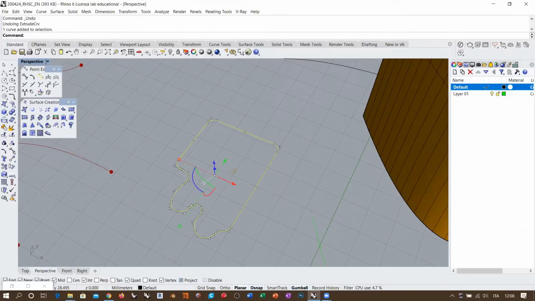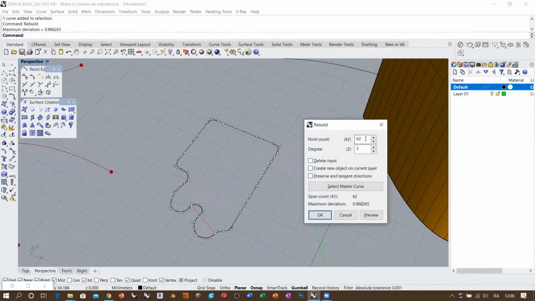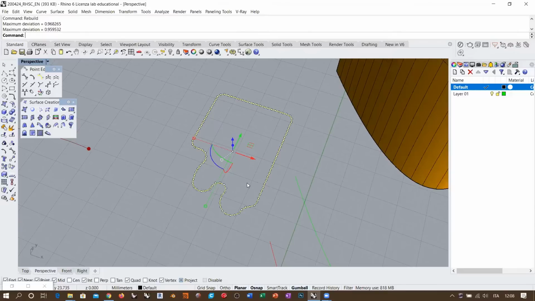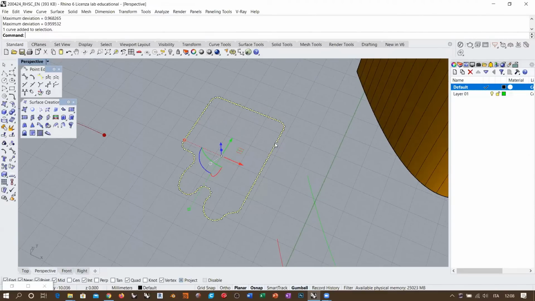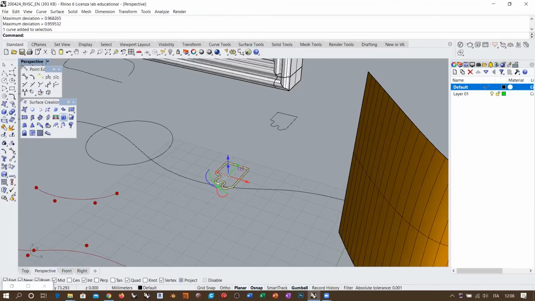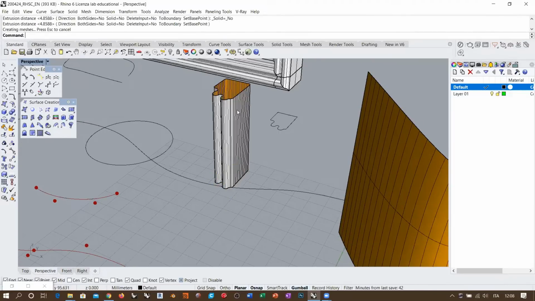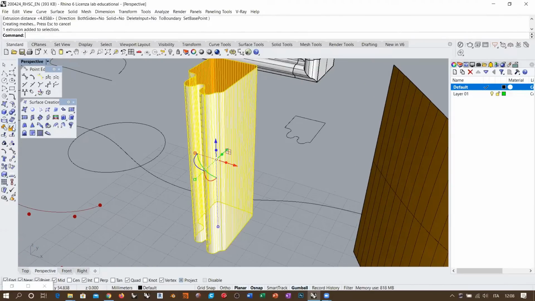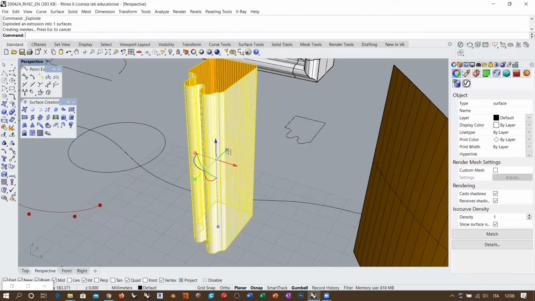So if I take this, for example, and rebuild it with, I don't know, 100 control points, okay, and delete the input and hit OK, I get this line here, which is basically identical to the filleted curve that I had, okay? And this is one single smooth line. So if I extrude it, I get a more complex topology, of course, but if I explode this extrusion, I get one single surface, okay?